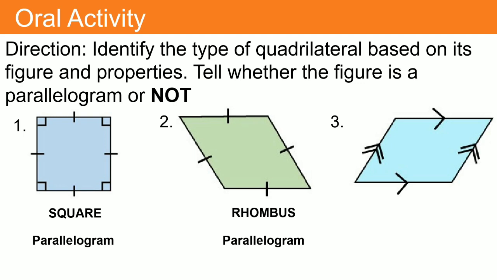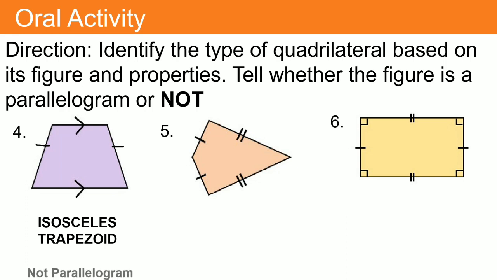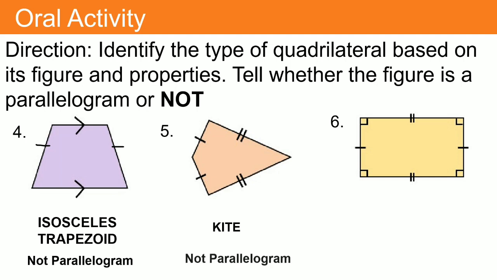How about number 3? What type of quadrilateral is that? Very good. That is a parallelogram. Of course, it is a parallelogram. Number 4. What type of quadrilateral do you think it is? Very good. Isosceles trapezoid. Is this a parallelogram or not? Okay, it is not a parallelogram. How about number 5? Okay, very good. It's a kite. Parallelogram or not? Good. It is not a parallelogram.